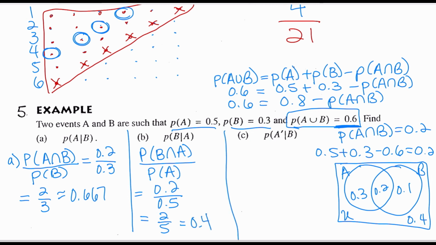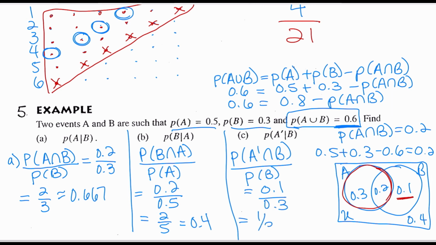Then in part C, we're looking for the probability of A complement given B. So this is going to equal the probability of A complement and B all over the given condition, which is what comes after the bar, the probability of B. If you look at the Venn diagram, what is not in A and in B at the same time? So what is not in A? So here's A. So what is outside of A and in B at the same time? 0.1. So this answer is going to be 0.1 over the probability of B, all of it, which is 0.3. So my answer is either 1/3 or, to 3 significant figures, about 0.333.